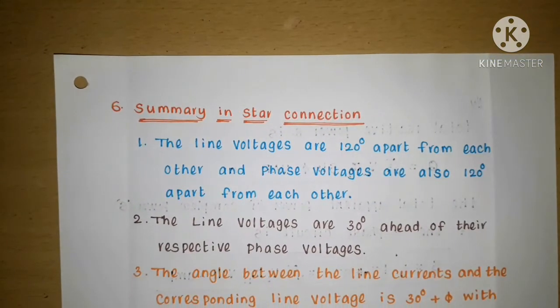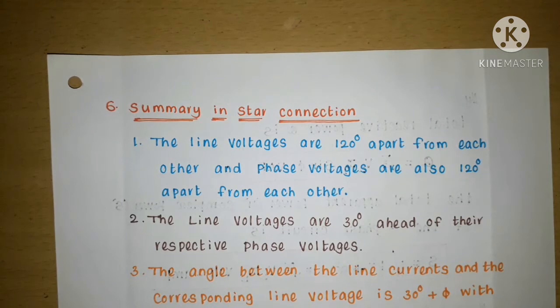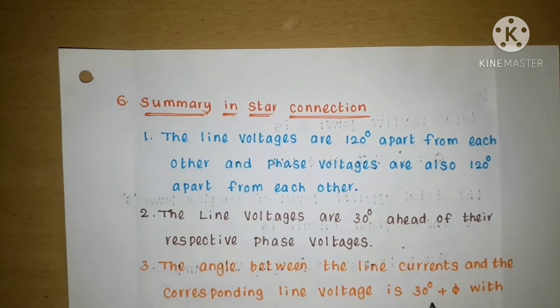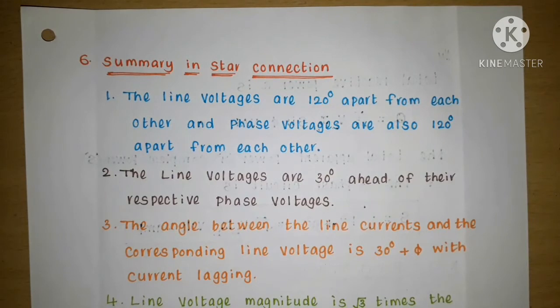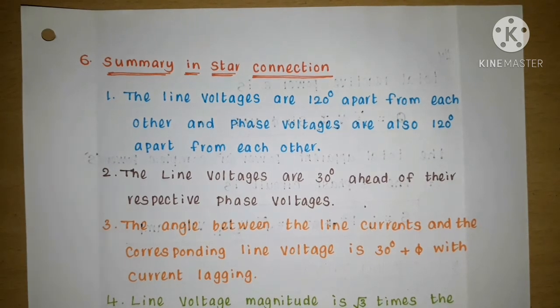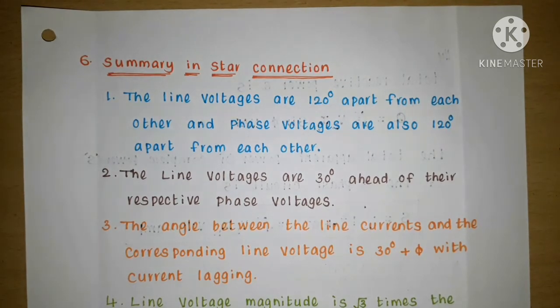So, summary in star connection. The line voltages are 120 degrees apart from each other, and phase voltages are also 120 degrees apart from each other. The line voltages are 30 degrees ahead of their respective phase voltages.